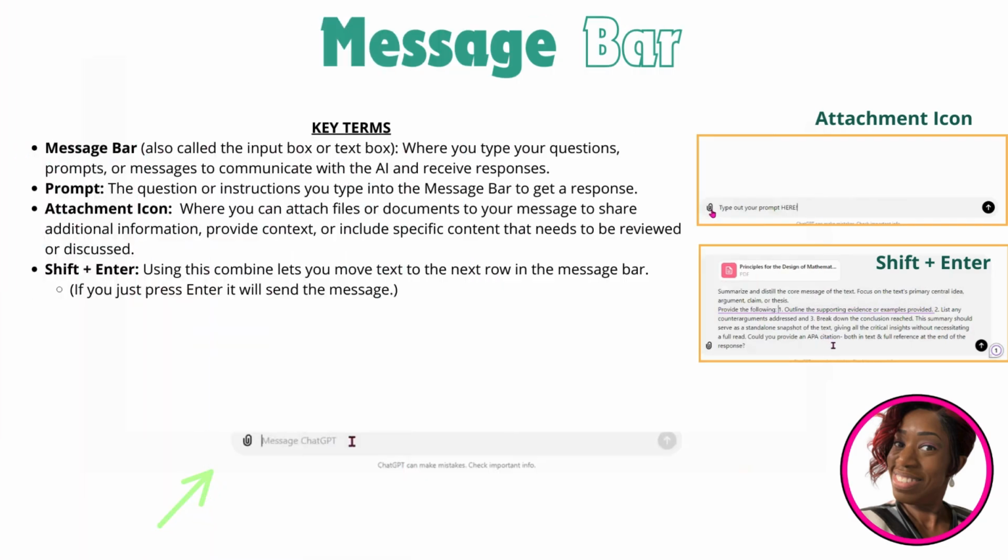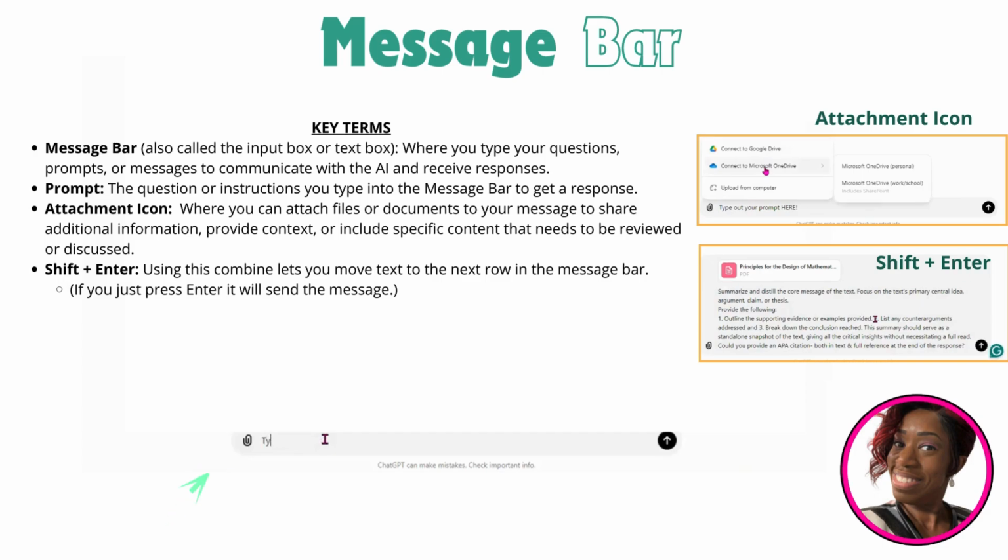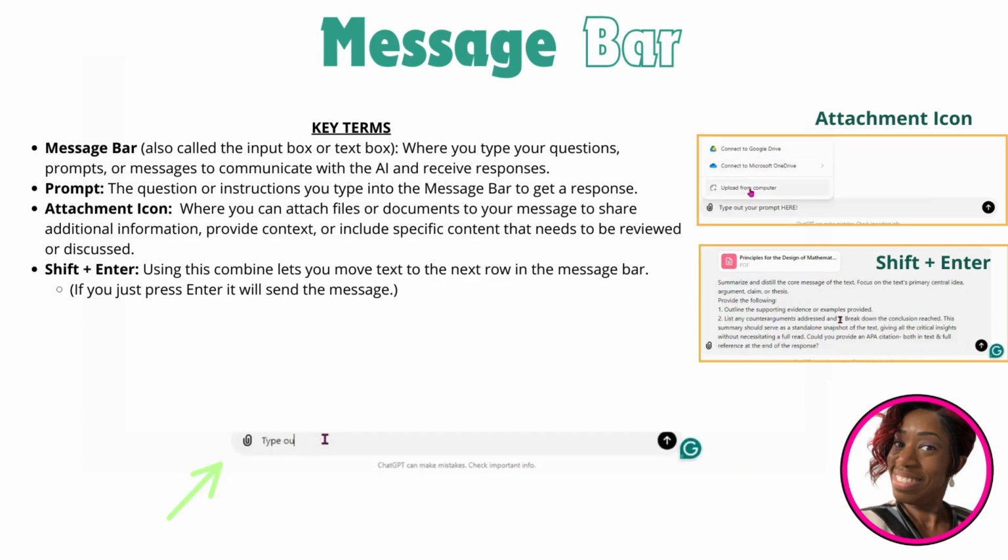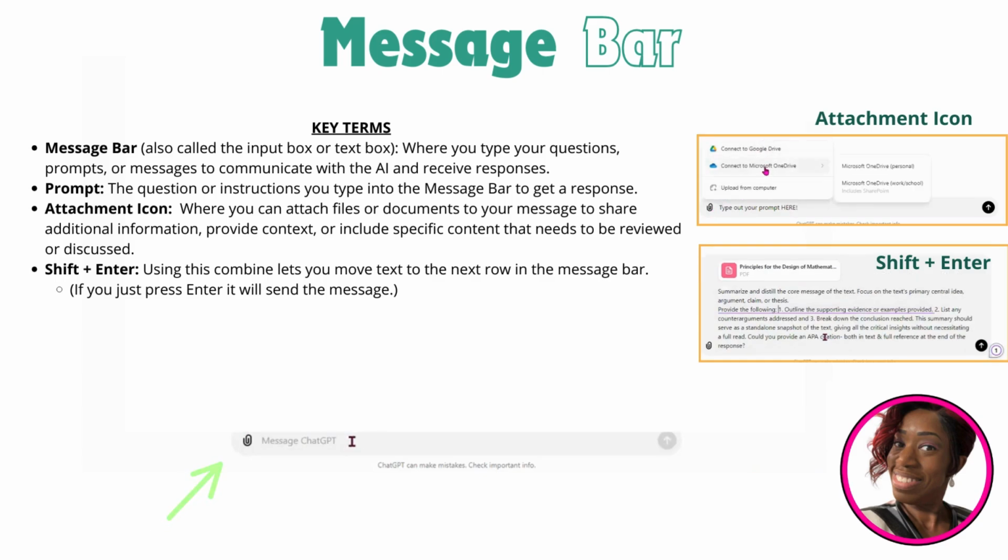So, what you have in front of you is the message bar, and the message bar is really important. This is where you put your prompts, your questions, your messages to communicate with the AI and receive your responses. A prompt is the question or instructions that you type in that you're going to give to the GPT.